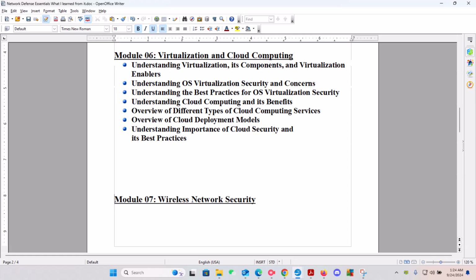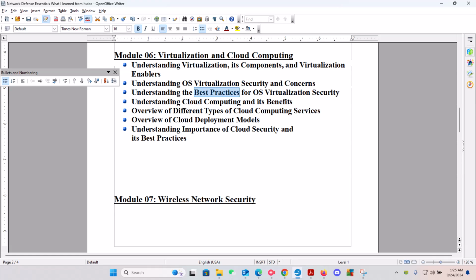For the third one, I gained an understanding of the best practices for OS virtualization security. We're talking about best practices here. These are good form, otherwise known as best practices. This is a standard in IT, a good thing to know.